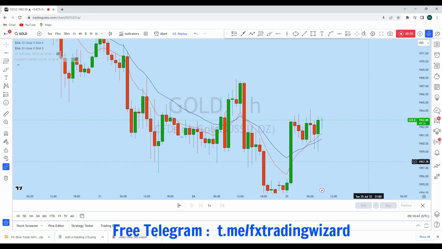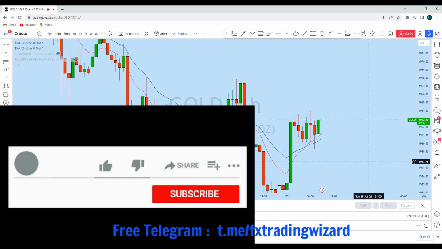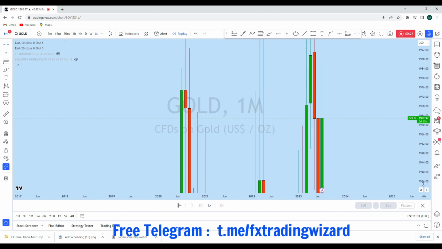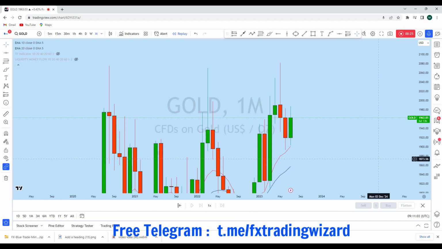Let's see what kind of trading opportunity we currently have in this instrument. Now from the lower time frame perspective, we can see that gold is currently showing a significant trading opportunity. Before we discuss how we can trade, first let's look at the bigger picture, looking at the monthly time frame to see the overall picture in the market.